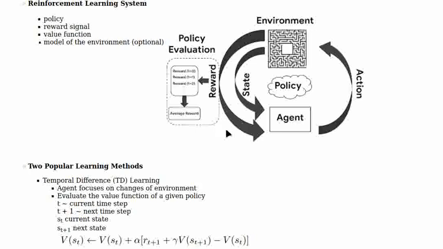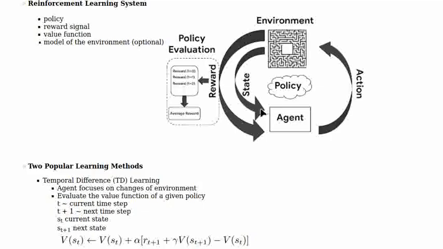The reward signal defines the goal of the RL problem. At each time step, the environment provides the agent with a single numerical reward. The agent's primary objective is to maximize the total cumulative reward over time. This signal tells the agent what is good in the short term. While rewards indicate immediate desirability, the value function estimates the long-term benefit of being in a given state. In simple terms, the value of a state is the total amount of reward the agent can expect to accumulate in the future, starting from that state.